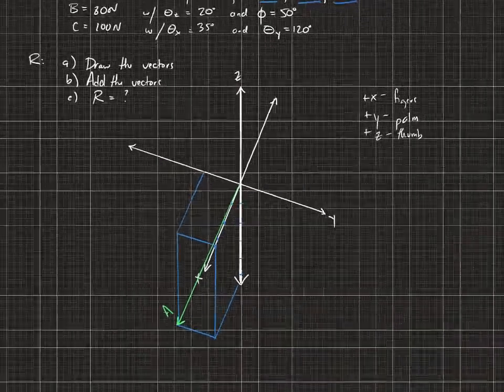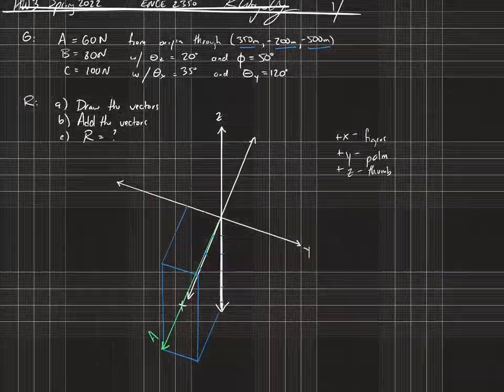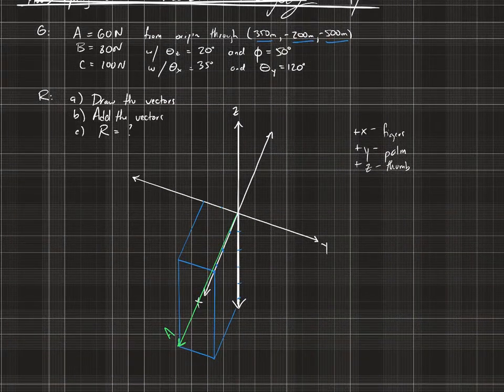Okay, let's go ahead and draw all three because I think I can get them on here. The next one, B, is 80 newtons. And let's see here, we've got theta Z is 20 and phi is 50. These are weird because they usually give it to you in this order, but this is the easier one, or the more important one to think about, that 50 degrees. So that is measured counterclockwise from positive X.